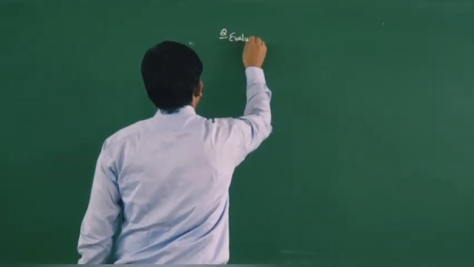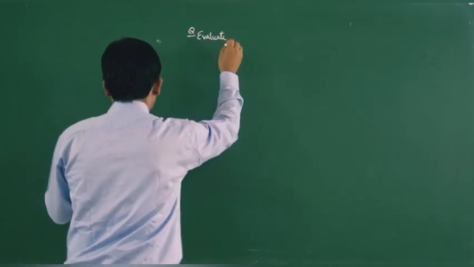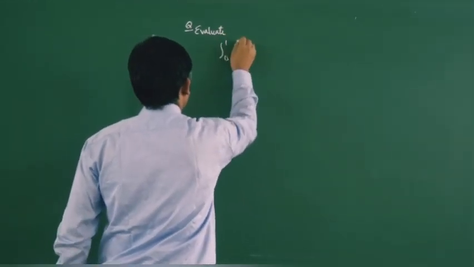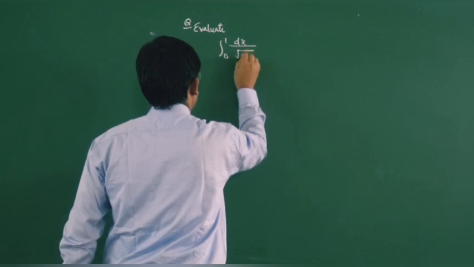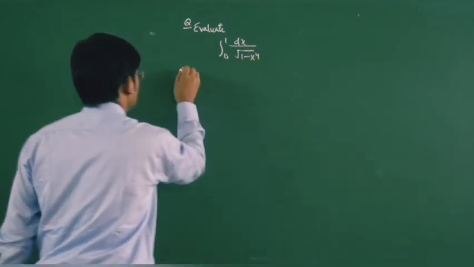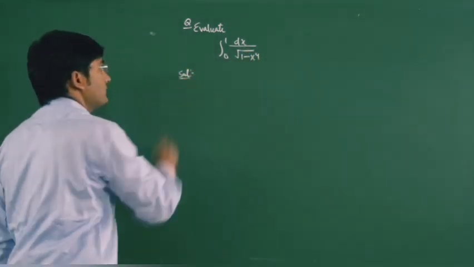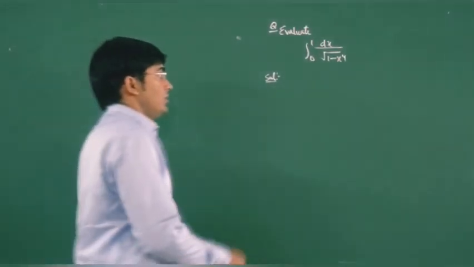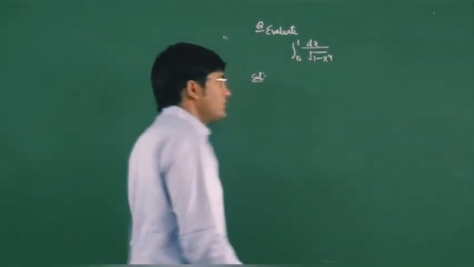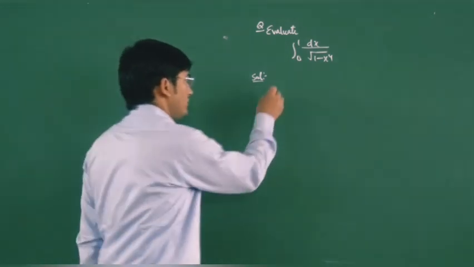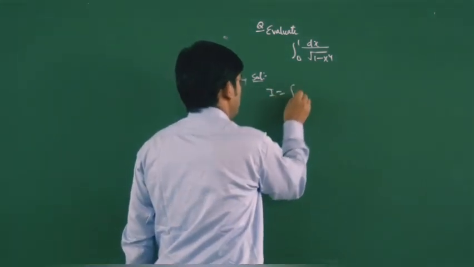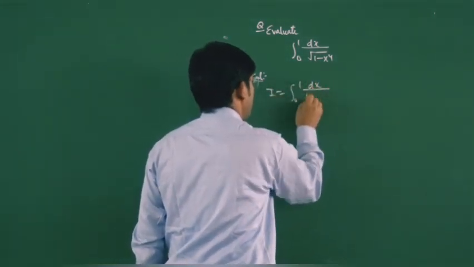Evaluate the value of the integral from 0 to 1 of dx upon the fourth root of 1 minus x to the power 4. So let us evaluate this integral. This is an improper integral, and let us write it as I.